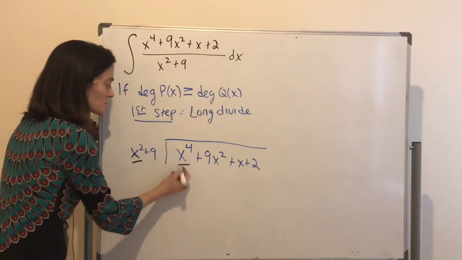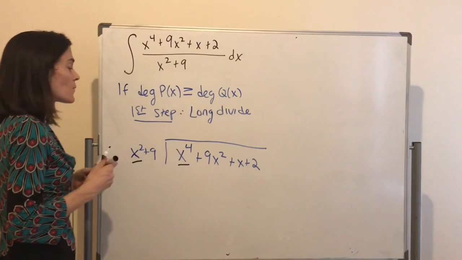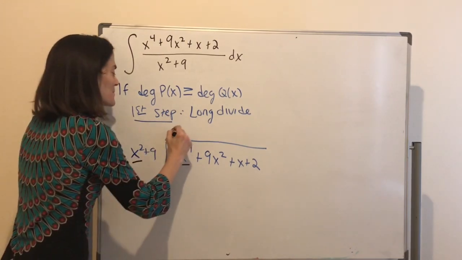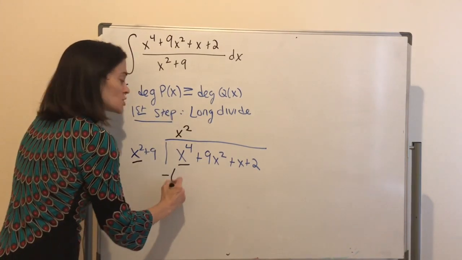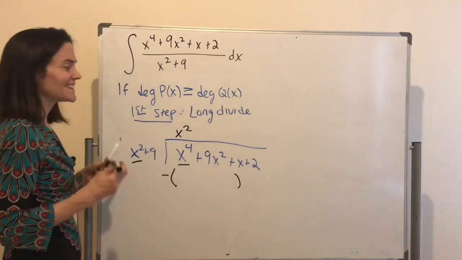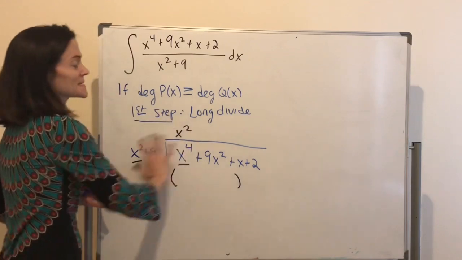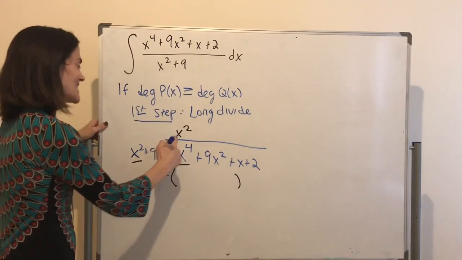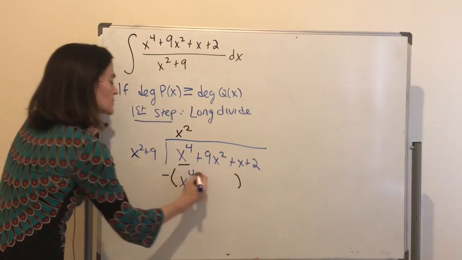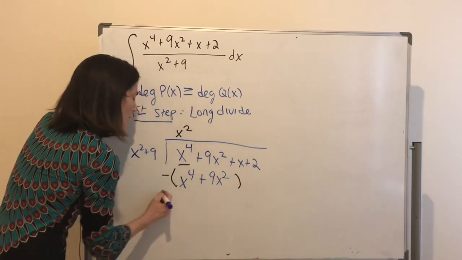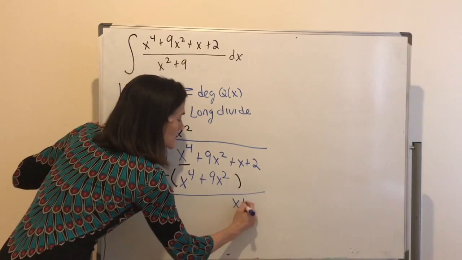You look at the highest terms. What do you multiply x squared by to get x to the 4th? Well, x squared, right? So we put the x squared here, and then we multiply and subtract. It's just like when you long divide numbers, but for many of us, including myself, it's been a long time since I've actually divided numbers this way. Okay, so here, multiply, we get x to the 4th. And then we multiply, we get 9x squared. And then subtract. So this is 0, 0, and then we just have x plus 2.